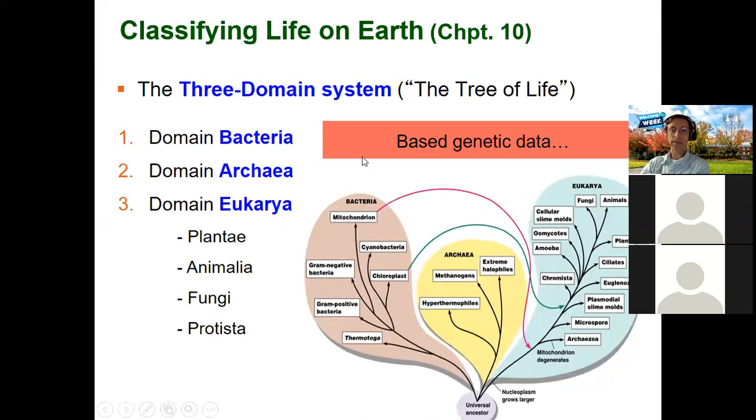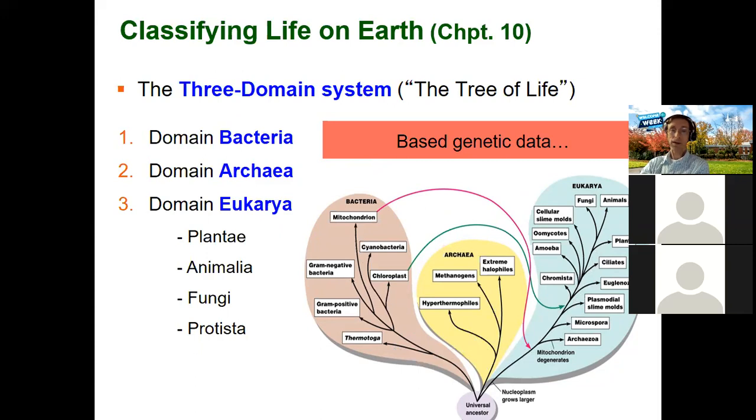When we classify everything into the three domains, we sometimes call this the tree of life, because the domains branch like a tree. And it is a multi-trunk tree, but it is a tree nonetheless.